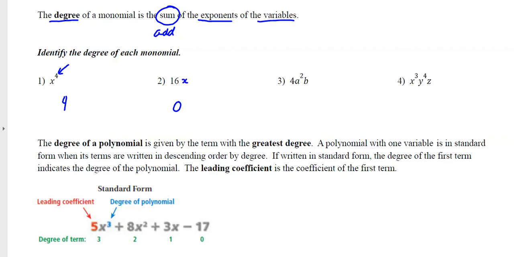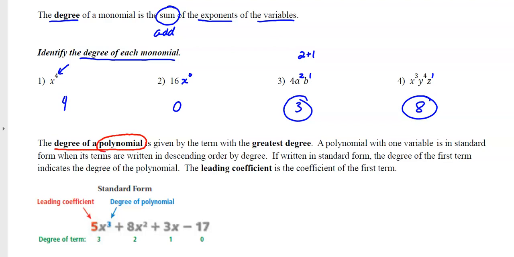You could honestly think of this as 16x to the 0 power, because remember, x to the 0 power is really just 1, and 16 times 1 would just be 16. So when there's no variable, it's to the 0 power. Well, this one I have a 2 here and a 1 there. So when I add 2 plus 1, that's degree 3. And this one over here would be 3, 4, and 1, which is a degree of 8. So when you want to find the degree of a monomial, you're just going to add the exponents of the variables. Now, a little bit different, when you want to find the degree of the polynomial, the degree of the whole thing, it's given by the term with the greatest, the biggest degree, all right?